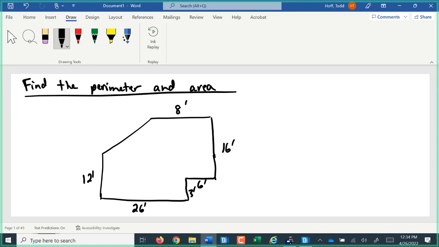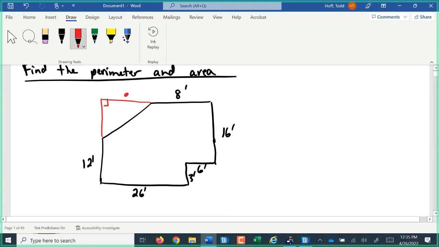So in a problem like this, actually finding the area is probably easier than finding the perimeter. We're going to need to do both, however. For either one, we need to fill in these dimensions. How would I find this dimension right here? 12 times 8. That would also fill in that void.